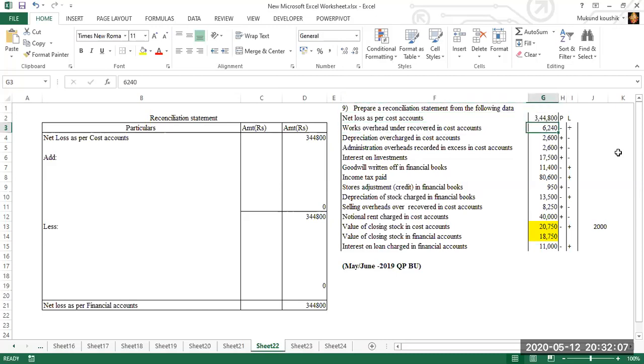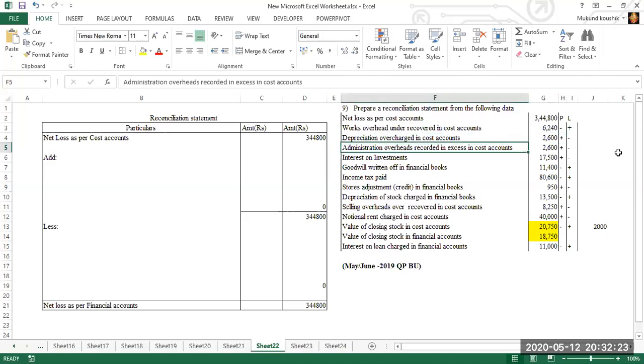Let us only consider it is profit only, and as usual how we were doing, same way we will analyze all the items one by one. So depreciation overcharged in cost accounts. Overcharged means over recovered, so it will be added. Then again, since it is a loss, we have to deduct now.